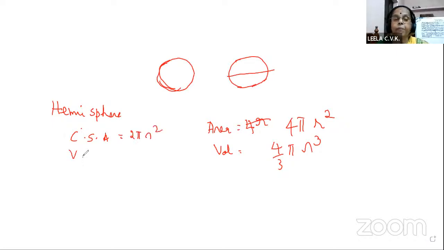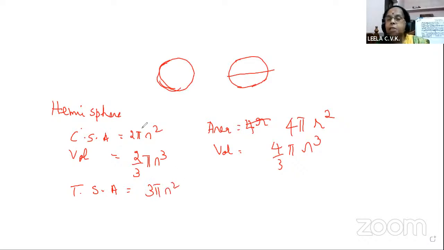And what about volume? Volume is half of 4/3. Half of 4/3 is what? 2 by 3, 2 by 3 pi R cube. So this is the curved surface area. What about the base area? Base area is pi R square. Therefore, total surface area of this hemisphere is equal to 3 pi R square, because 2 pi R square plus base area. That's why it is 3 pi R square. Okay, these are the formulas.